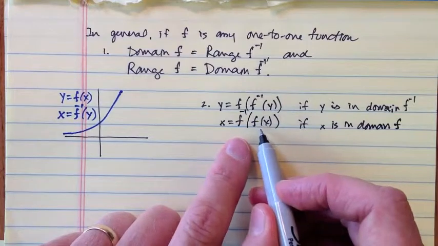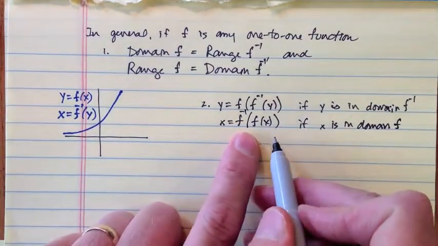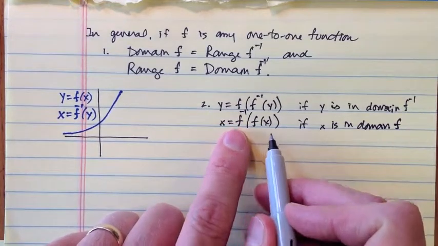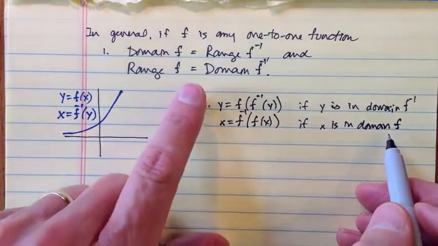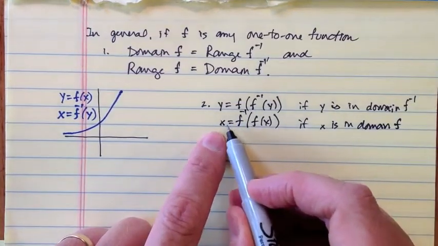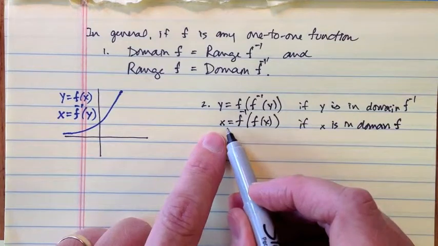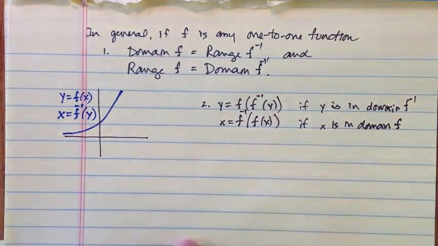Because look at this equation, there it is being plugged into f. This won't make any sense unless x is in the domain of f. And the domain of f is also the range of f inverse, and that kind of makes sense in this equation too, because look, x couldn't possibly equal f inverse of something unless x were in the range of f inverse.